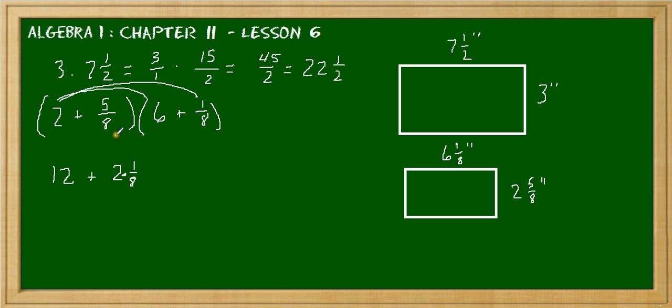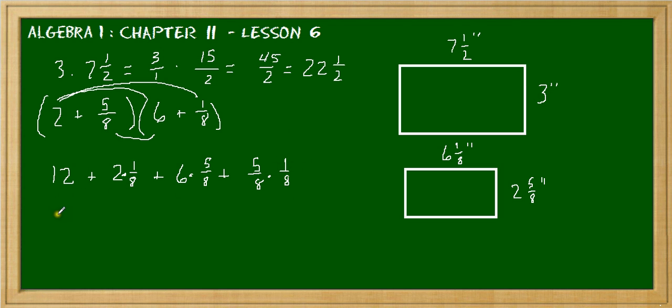And then we're going to multiply the 6 times 5/8. And again, remember, we're multiplying these. These are fractions that are being multiplied, not added. And lastly, we're going to end up with 5/8 times 1/8. So 5/8 times 1/8. Okay.